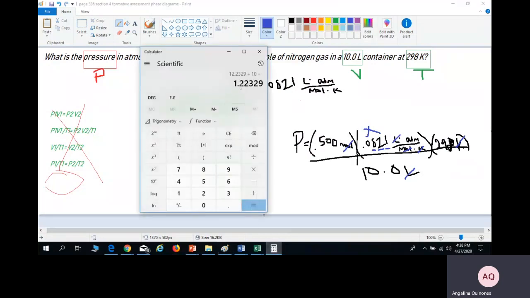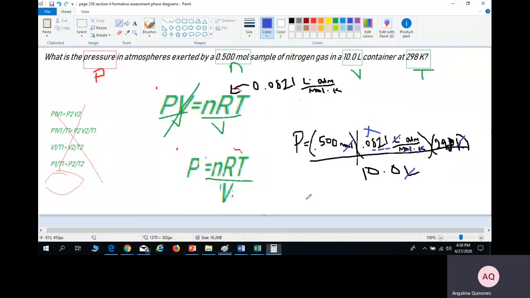So 1, 2, 2. Do I round up? No, so it should just be 1.22. So my pressure is equal to 1.22 ATM. Right, and that is your final answer. That's how you use the ideal gas law.